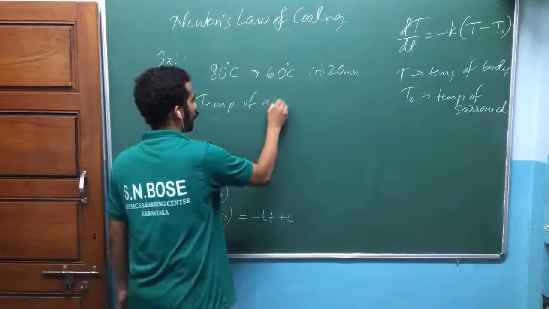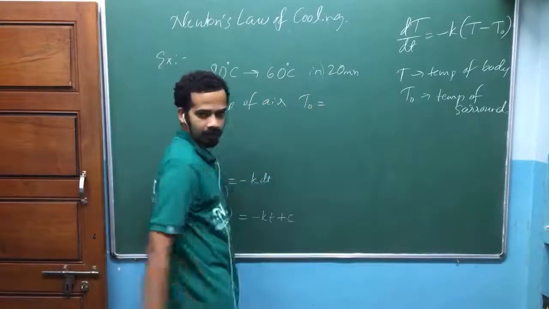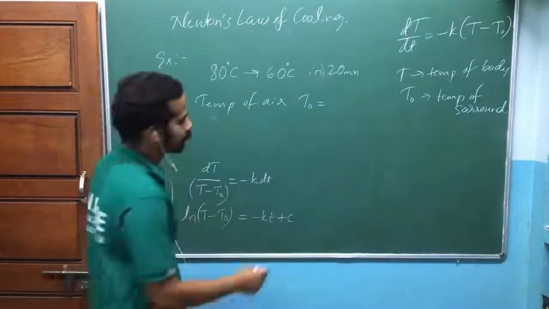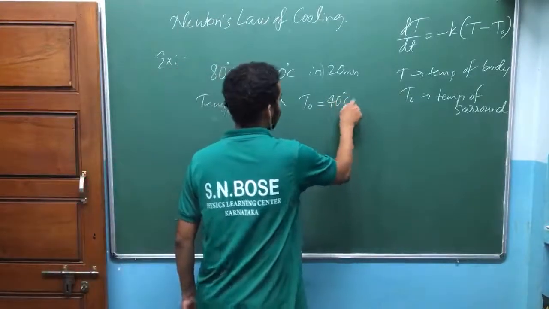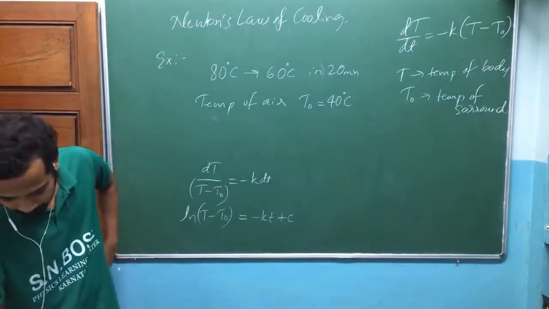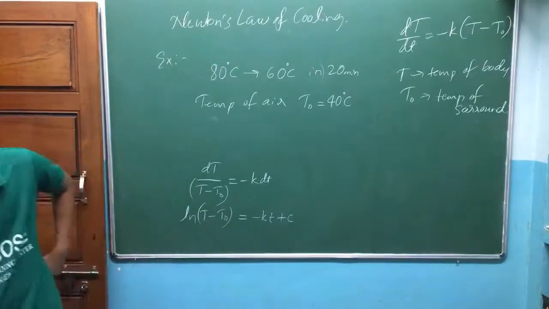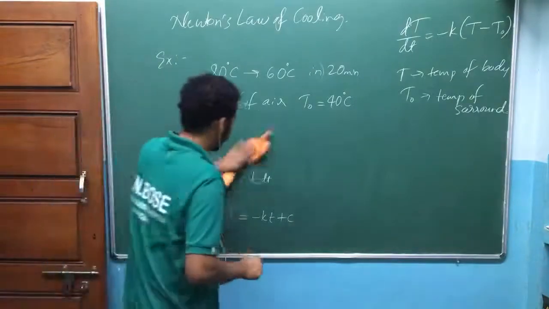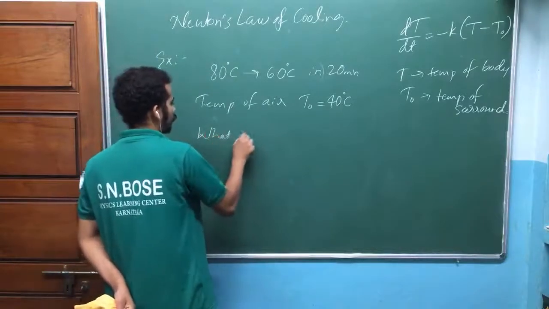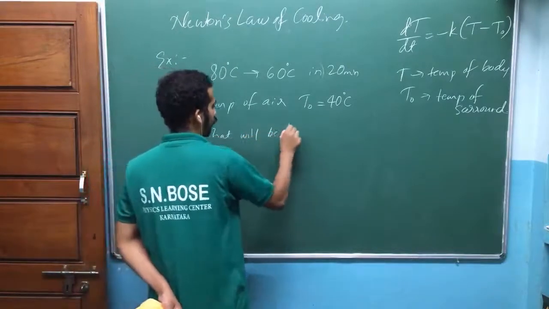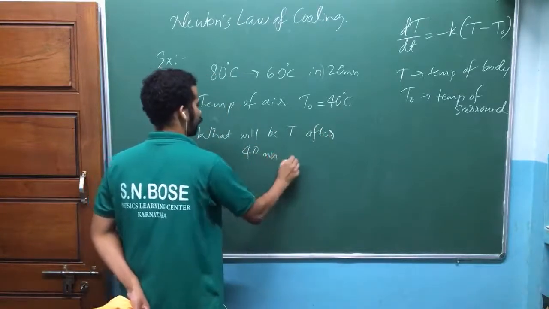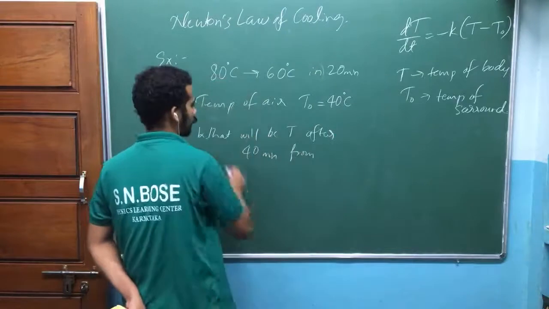The temperature of air, I call that my surrounding. I said surrounding temperature actually. That's equal to what is said? 40 degrees Celsius. Is that okay? That means T naught is given. What will be the temperature of the body after 40 minutes from the original? So T after 40 minutes from the original temperature.